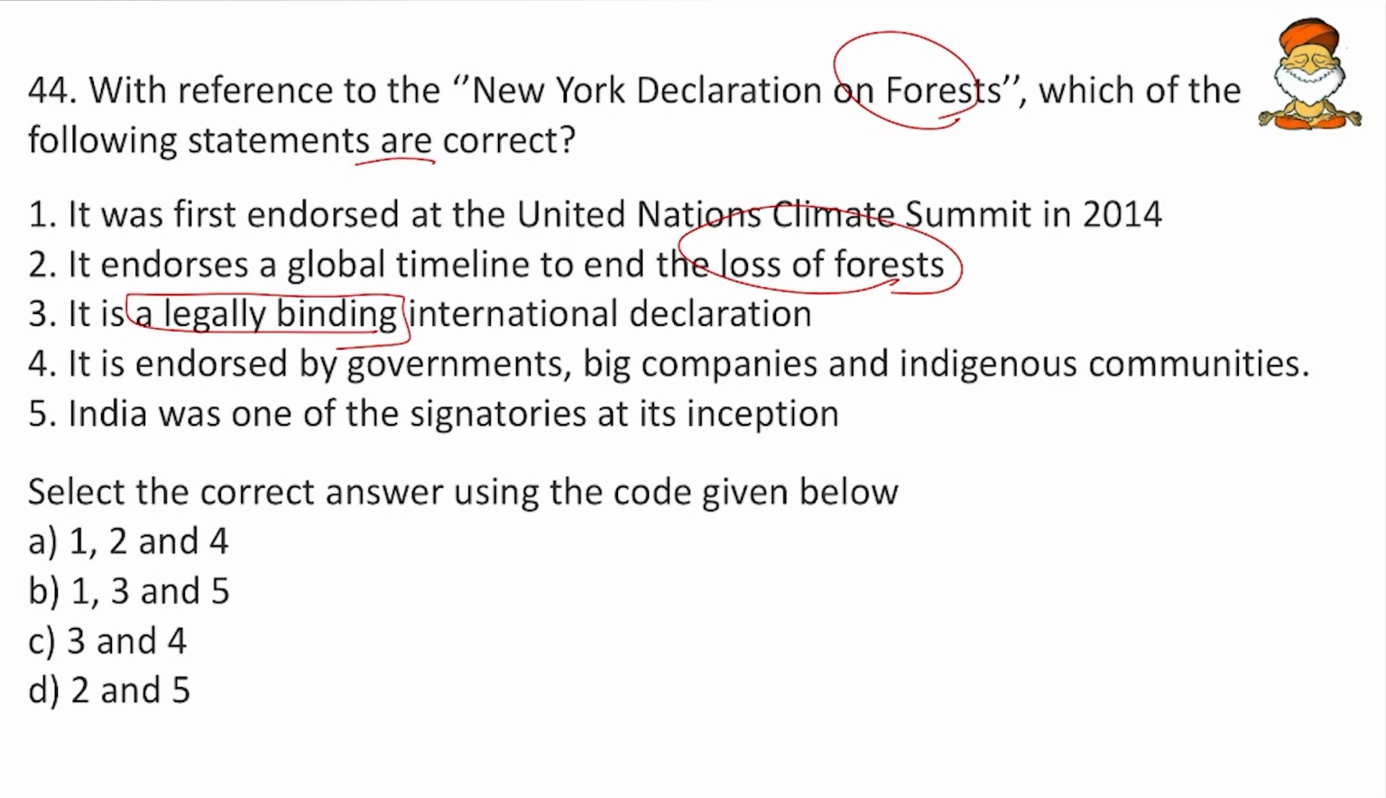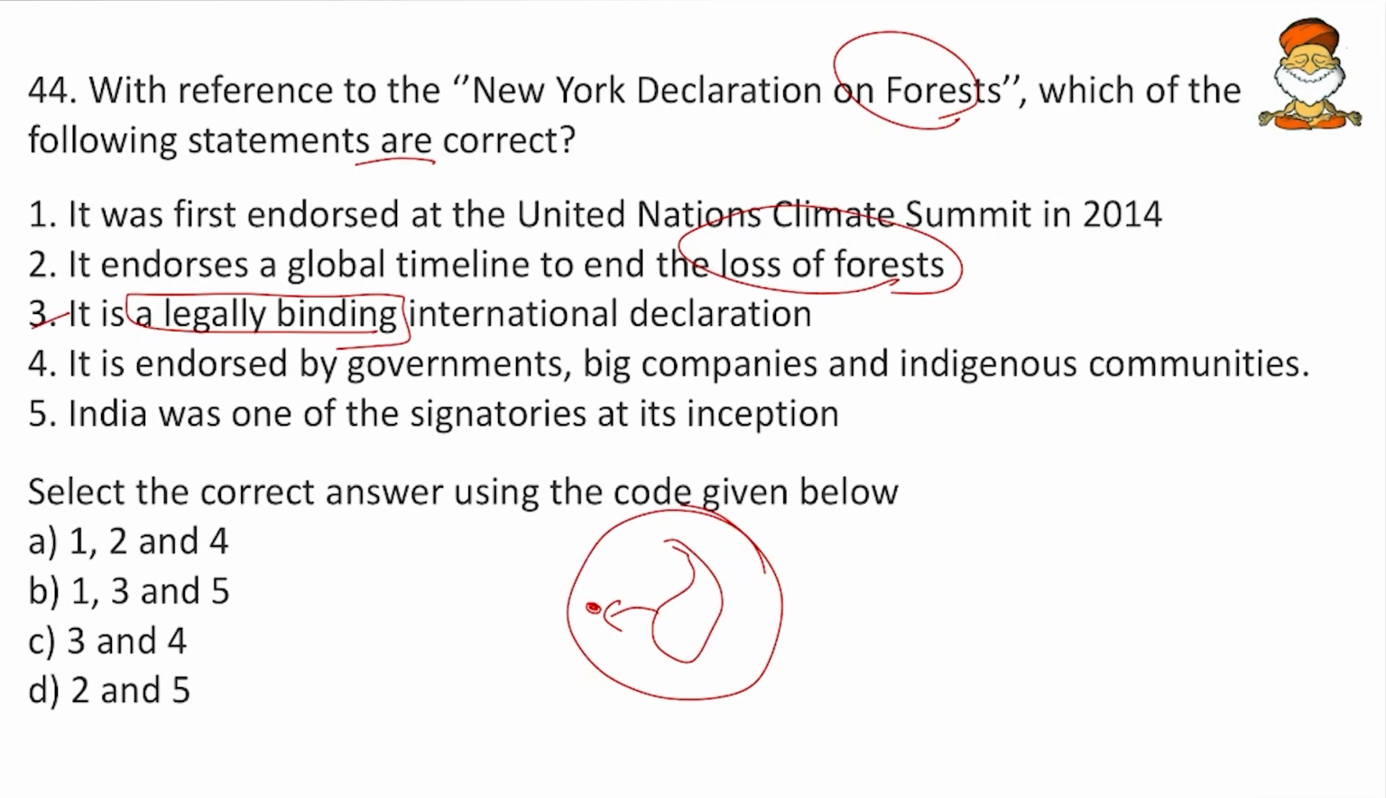And we know that not all UN conventions are legally binding. So what is the meaning of legally binding? That means if there is a legally binding convention, and any of the members violate that, other members can sue them in the international courts. So here again, not all conventions will be legally binding and they are not so strict. That is why we will eliminate 3 here, and it is endorsed by government and big companies and indigenous communities.